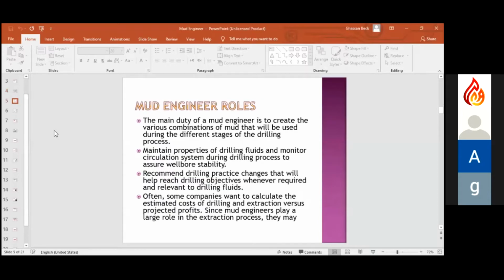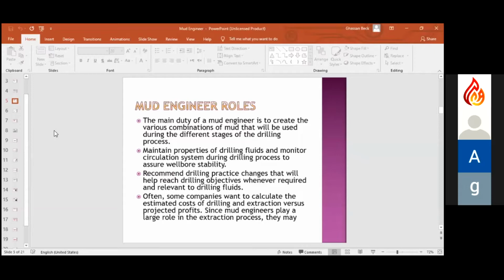Mud engineer roles. The main duty of the mud engineer is to create a mud that will be used during the different stages of the drilling process. Another role is to maintain properties of the drilling fluid and monitor the circulation system during the process to assure wellbore stability.